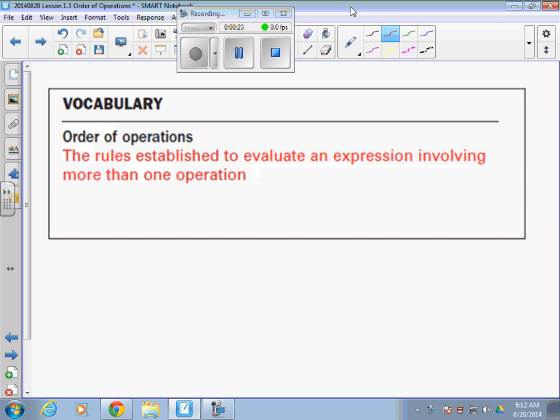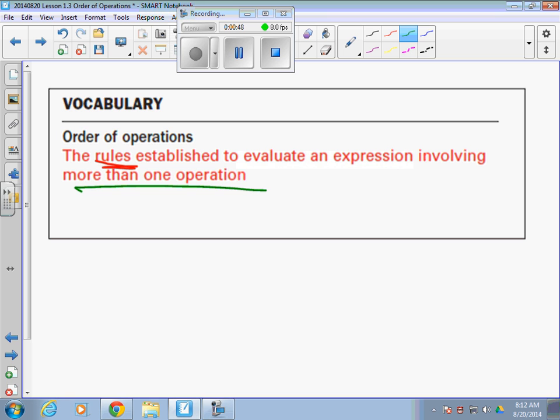First thing we have is some definitions. Order of operations are the rules established to evaluate an expression involving more than one operation. Rules to evaluate for more than one operation.